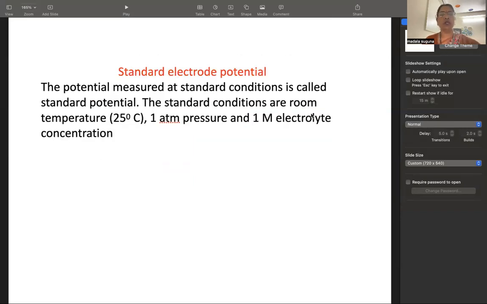What is meant by standard electrode potential? The potential measured at standard conditions. What are the standard conditions? Room temperature, that means 25 degrees centigrade or 25 plus 273, that means 298 Kelvin temperature, 1 atmospheric pressure, and the concentration of electrolyte is 1 molar. Then we have maintained the standard conditions. The potential measured at standard conditions is called standard electrode potential.